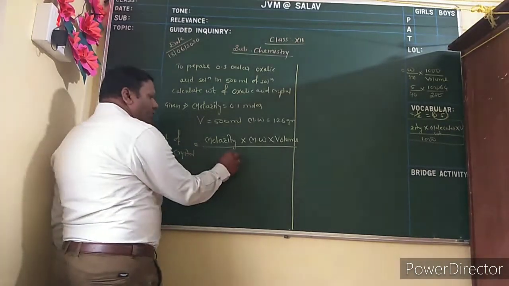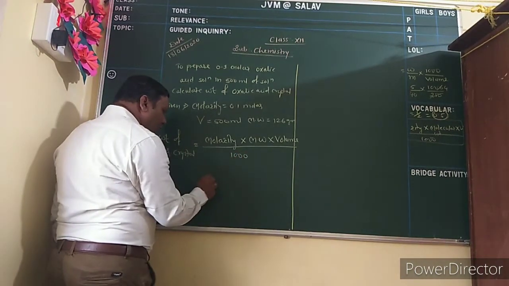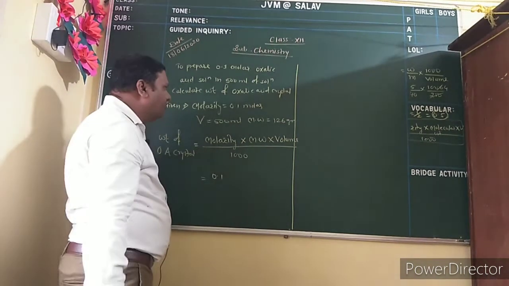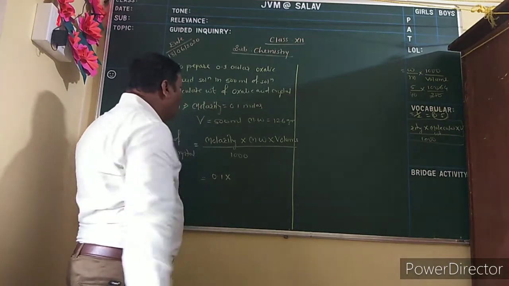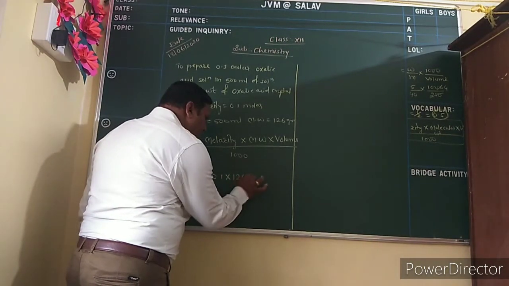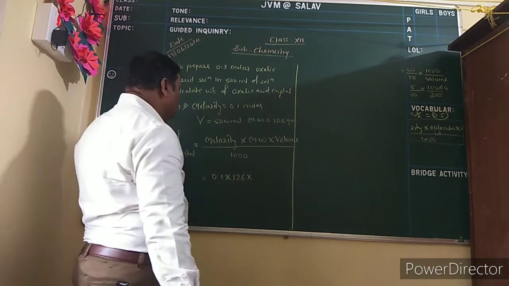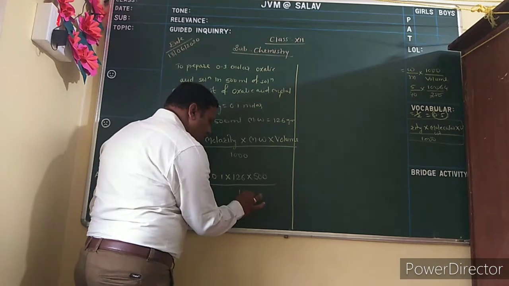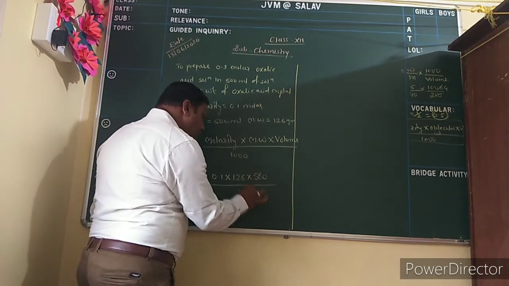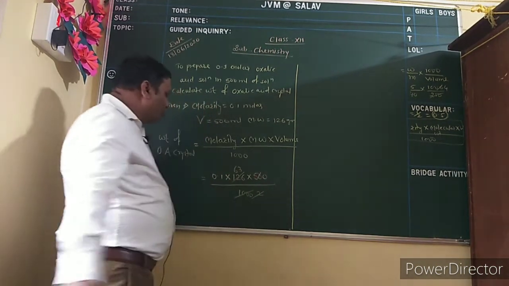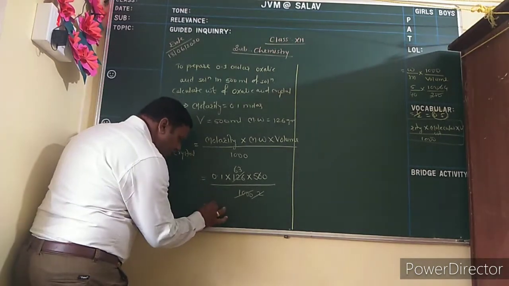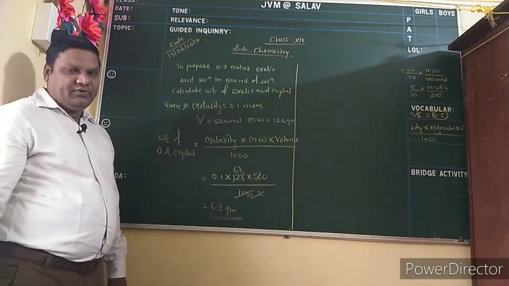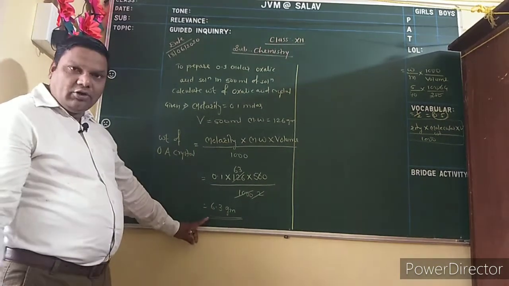So put these values in the formula. Molarity is 0.1 molar, molecular weight 126 gram, volume 500 ml upon 1000. So 0.1 into 63, 6.3 grams. 6.3 grams. Now you check whether this answer is correct or not.